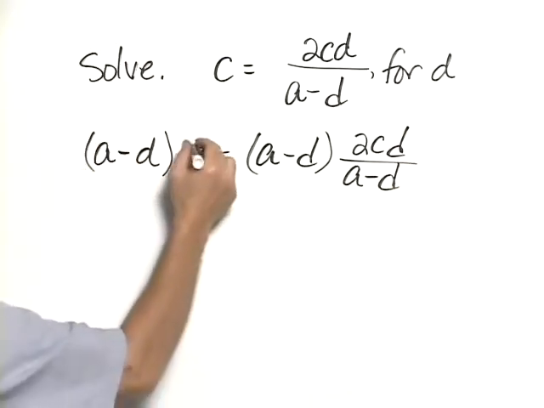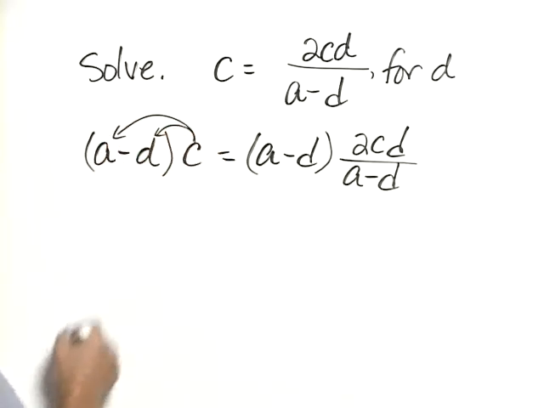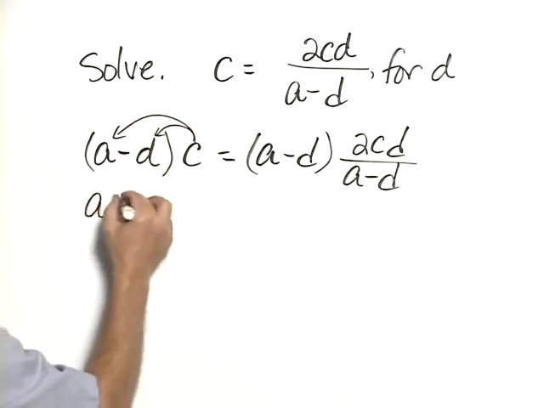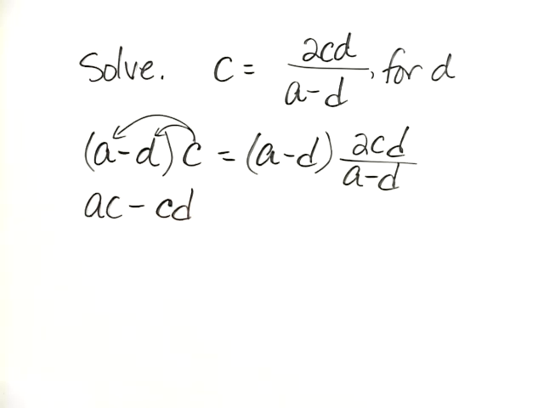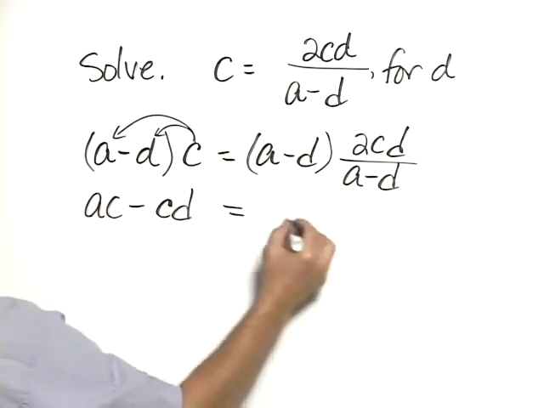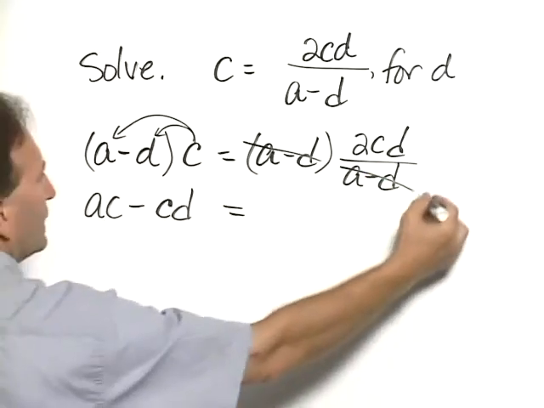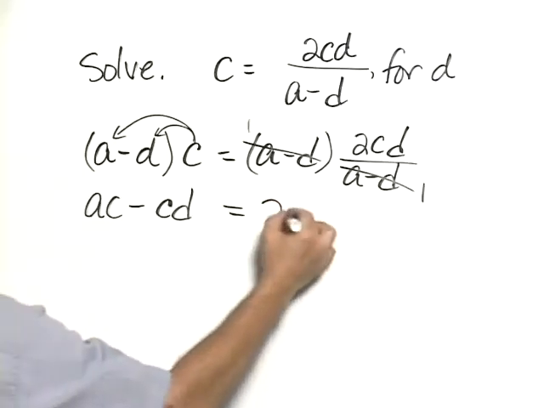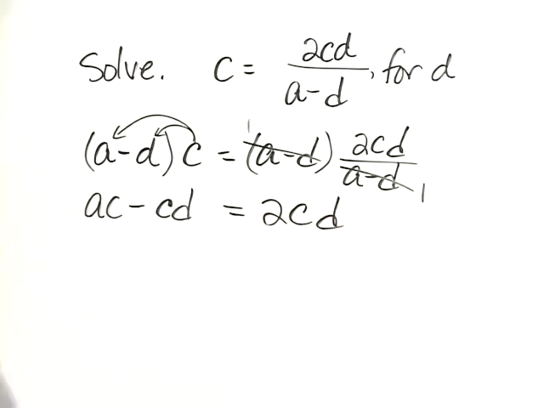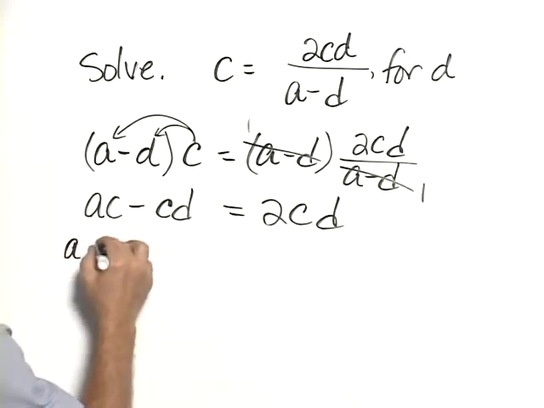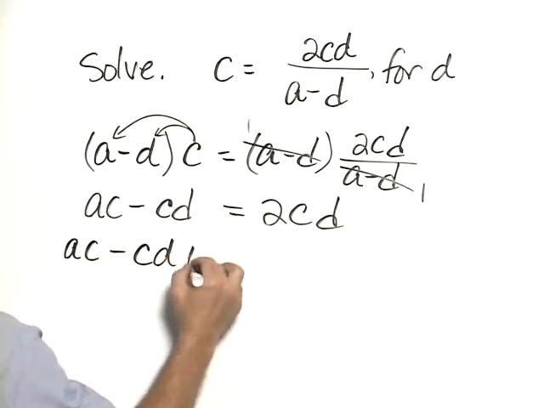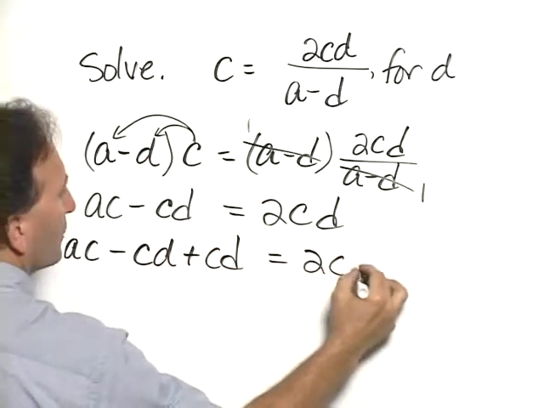On the left-hand side, we would have to distribute the C. So we have AC minus CD, putting the letters in alphabetical order. On the right-hand side, A minus D divides into A minus D once, so the result is 2CD. We are trying to isolate D, and that means we need to get the D's on the same side, so we're going to add CD to both sides.